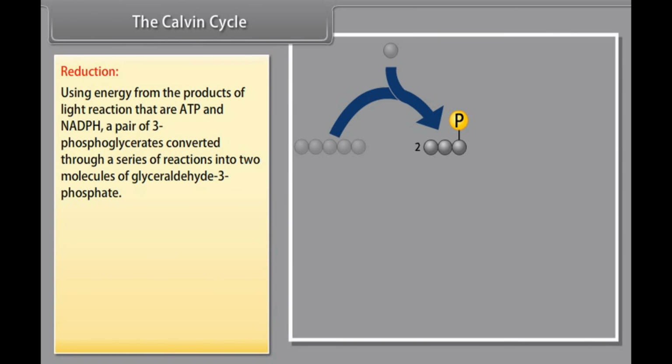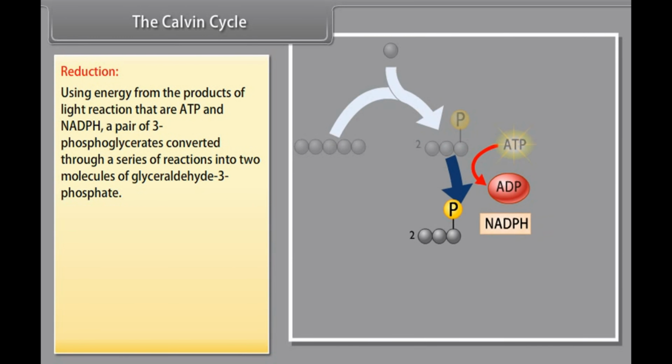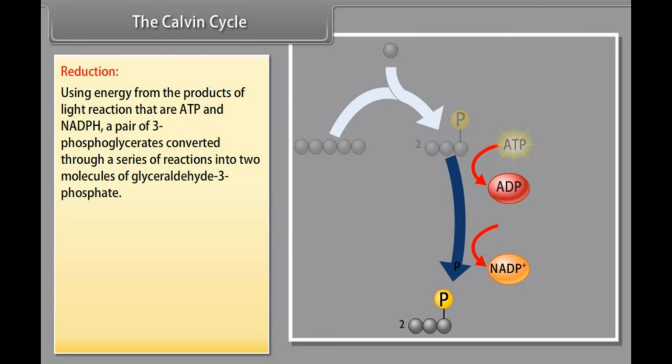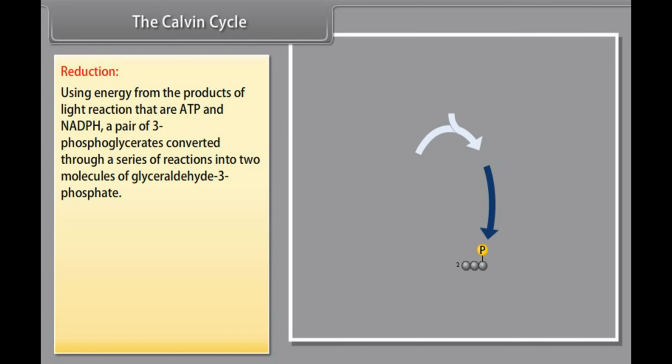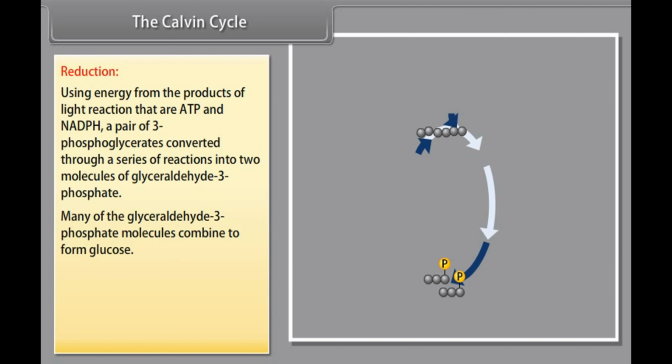Reduction. Using energy from the products of light reaction, that are ATP and NADPH, a pair of 3-phosphoglycerates is converted through a series of reactions into 2 molecules of glyceraldehyde 3-phosphate. Many of the glyceraldehyde 3-phosphate molecules combine to form glucose.